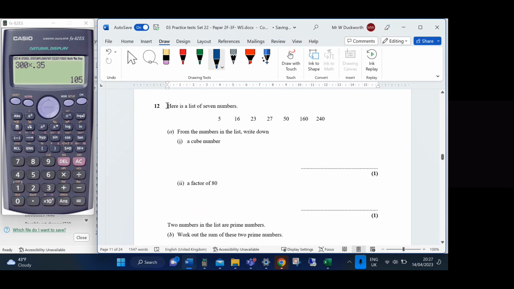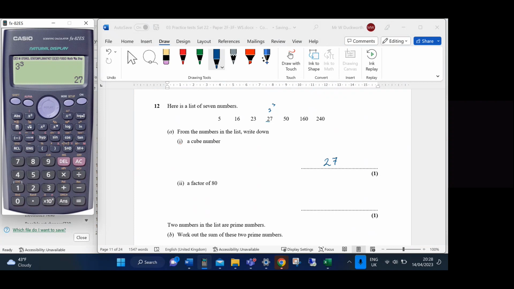Okay, for question 12, here is a list of 7 numbers. From the numbers in the list, write down a cube number. So cube number, this is the only cube number. This is 3 cubed. It's 27. Cubed means times by itself 3 times. We can double check. So cubed, 27. We're just trying to spot whether any of the others are.